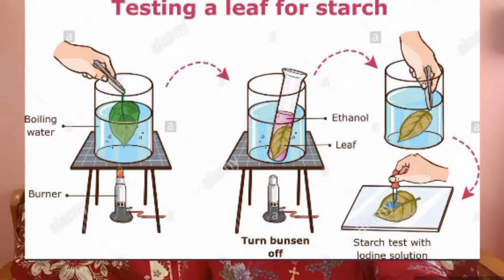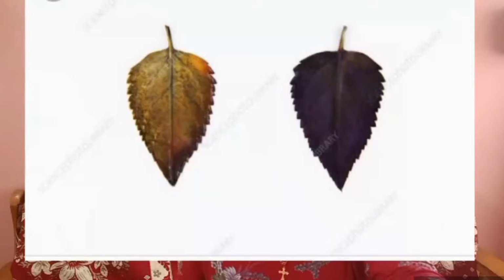Then take out the leaf carefully from the test tube and wash it with water. Fourth step, put a few drops of iodine solution on the leaf. You see that the leaf will turn blue-black in color. So this activity tells you that the blue-black color shows that it contains starch. When we put iodine solution on starch, it turns black in color. That proves that the green leaves contain starch.